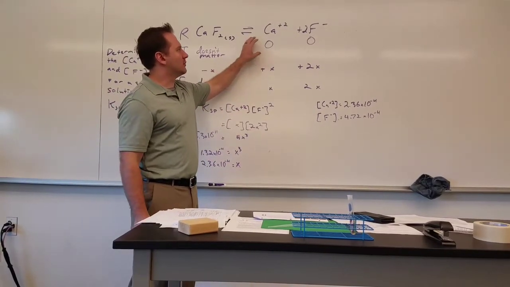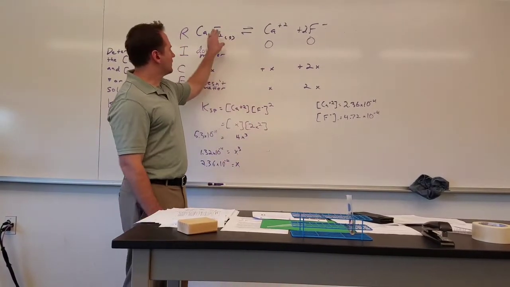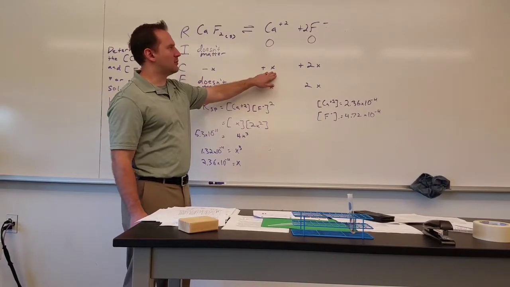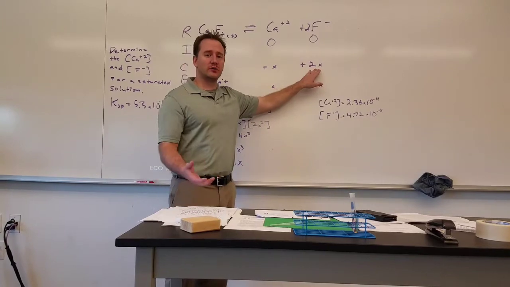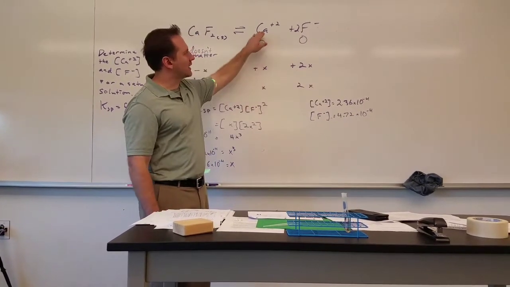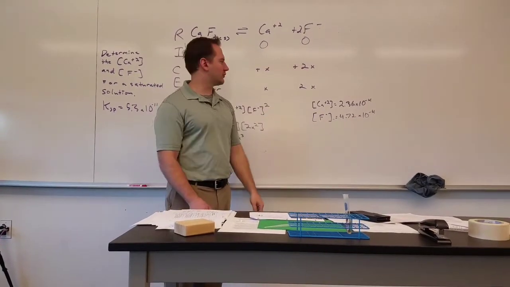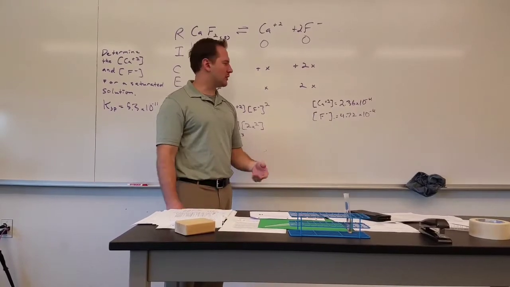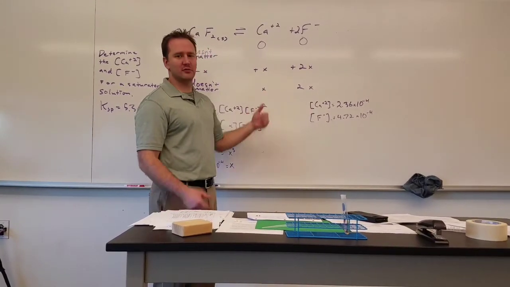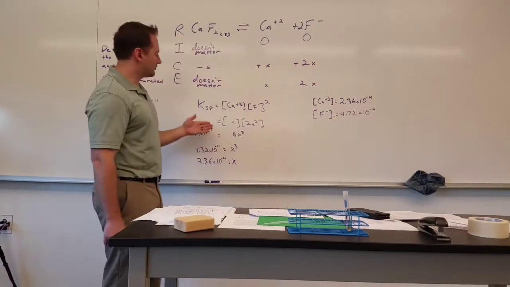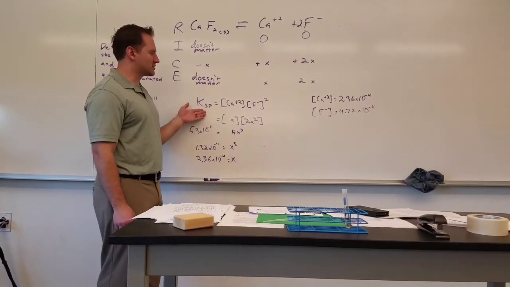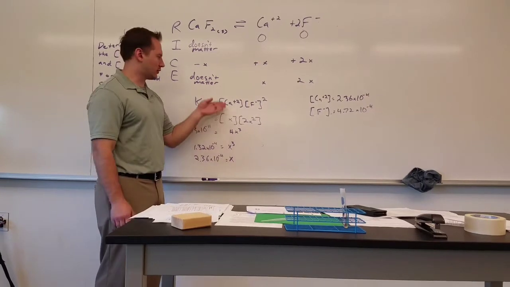However, for the calcium and the fluoride ions, for each one of these that breaks down, you're going to get some amount of calcium, and you're going to get twice that amount of fluoride. So we can represent these values as X for calcium, and then 2X for the fluoride ion. At equilibrium, you're going to have a concentration of calcium represented as X, and fluoride will be twice that value.